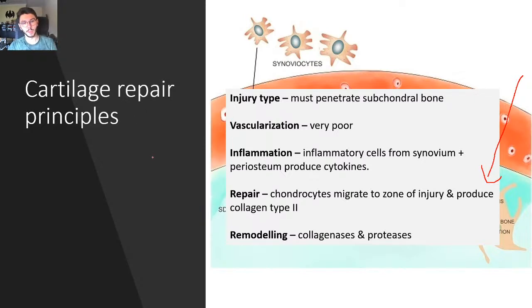And as a result, we have this inflammation, repair, and the third is remodeling. This is the same in bones, in tendons, and in muscles. It's inflammation, repair, and remodeling. It's these three things that you should remember. And once we get to remodeling, that's the collagenases and proteases, which degrade everything to make sure that it's within the correct architecture of the cartilage.